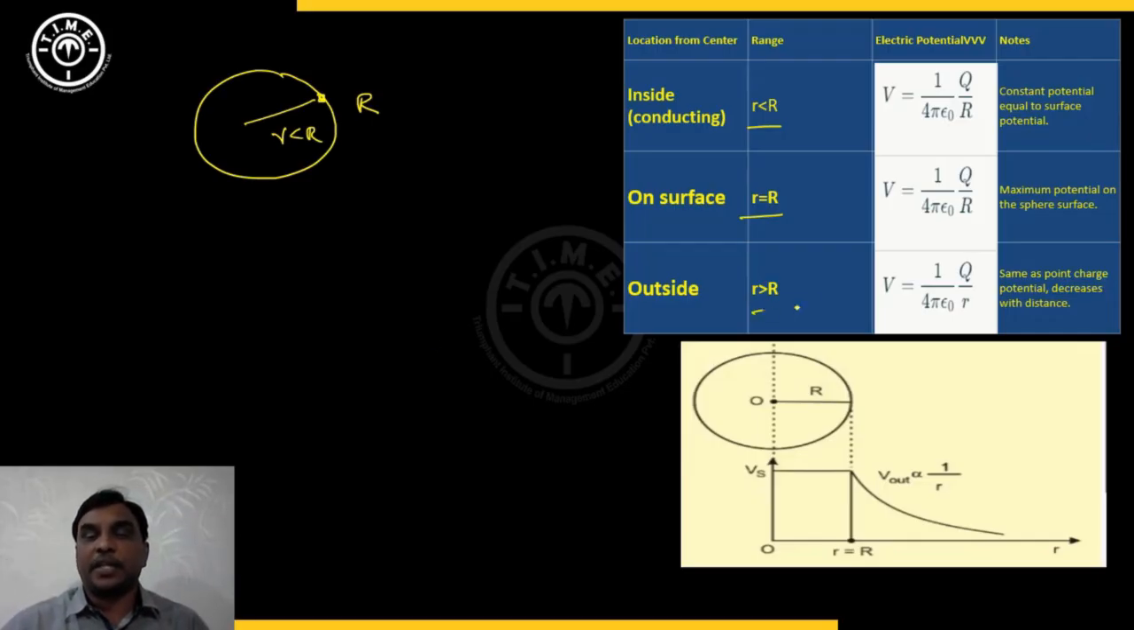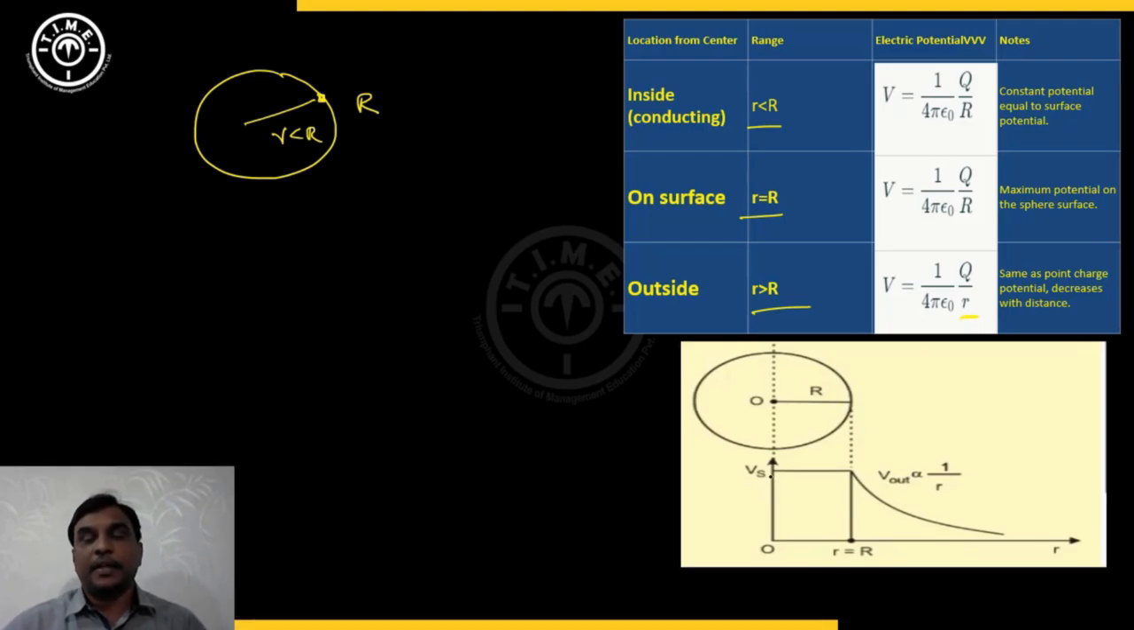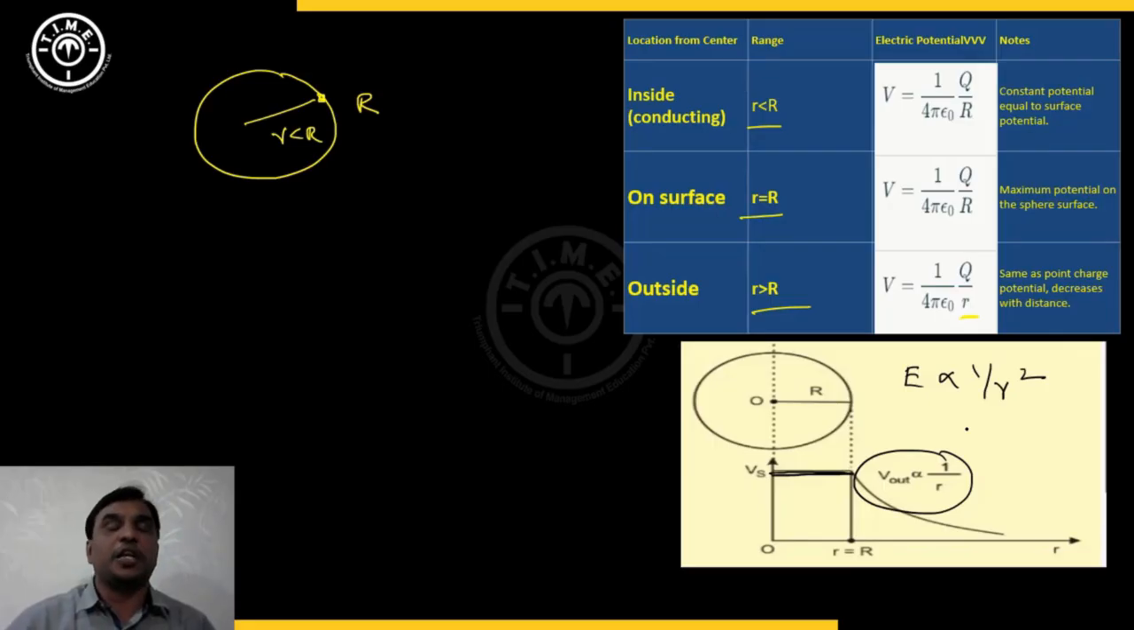And potential outside is kq by r. There is again small r. Now you look at the graph. In the graph, from the center till the surface, potential is the same. On the surface, it is kq by R. Beyond that, it decreases, where electric field is proportional to 1 by r square, but potential is proportional to 1 by r. There is a small change in the slope. Easily you can identify that.